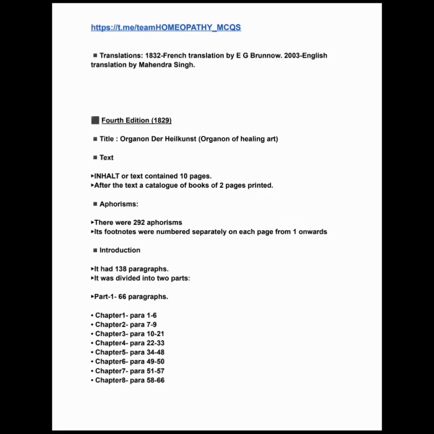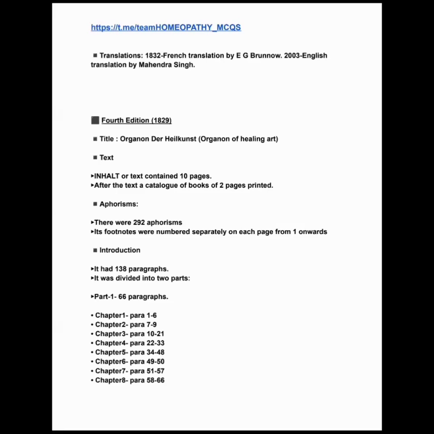Aphorisms. There were 292 aphorisms. Its footnotes were numbered separately on each page from 1 onwards. Introduction. It had 138 paragraphs and was divided into two parts. Part 1, 66 paragraphs. Chapter 1, para 1 to 6. Chapter 2, para 7 to 9. Chapter 3, para 10 to 21.